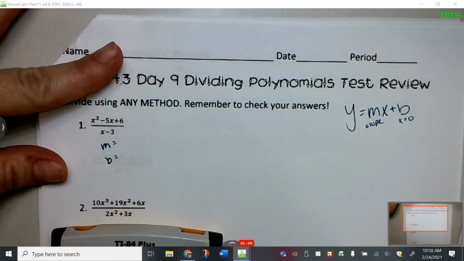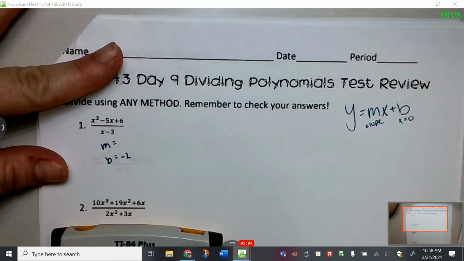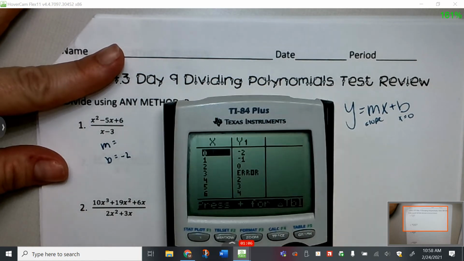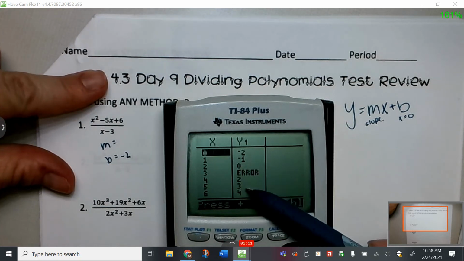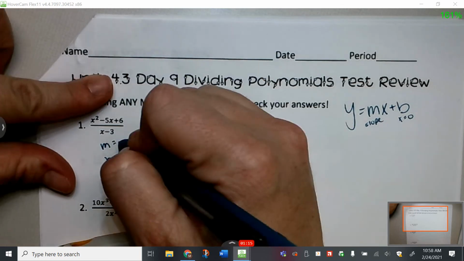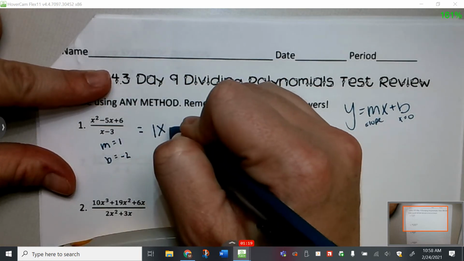So x is 0, y is negative 2, so b is negative 2. And I always go to, might help if you can see what I'm doing. Sorry, x is 0, y is negative 2. That's where I got that. Okay, and then I always go to the positive numbers, and 2, 3, 4, they're adding 1 each time. So my m is 1. So my answer here is x, or 1x, minus 2.